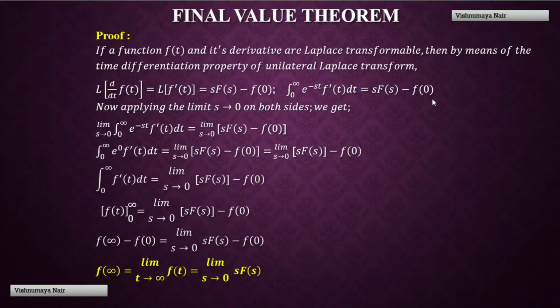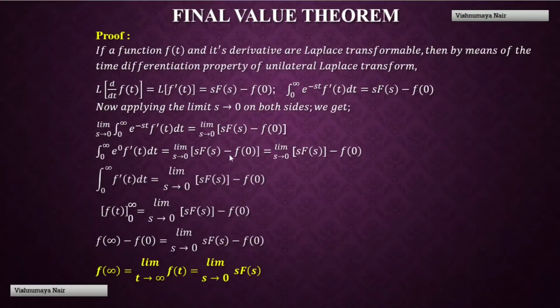Now let's apply the limit s tends to 0 on both sides of the equation. Therefore, limit s tends to 0, integral 0 to infinity e raised to minus st f'(t) dt, which is equal to limit s tends to 0 s F(s) minus f(0). Therefore, integral 0 to infinity e raised to 0 f'(t) dt is equal to limit s tends to 0 s F(s) minus f(0).